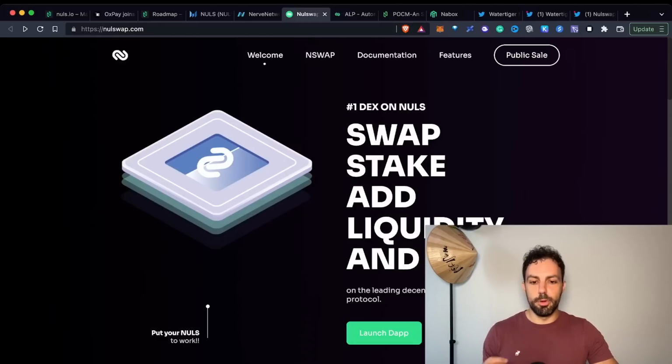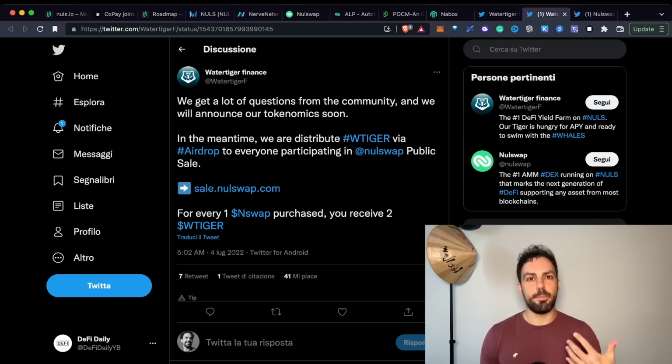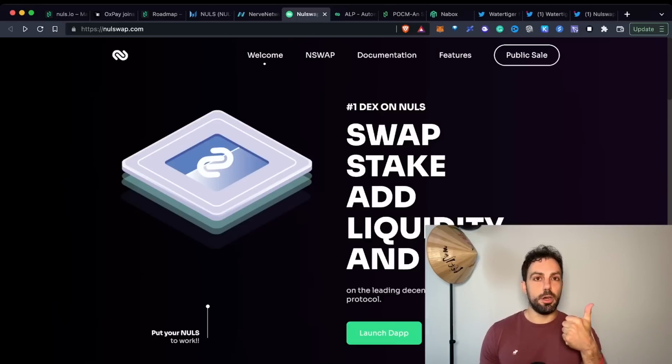That's also the reason why it's so important, for example, for Nulswap to have this partnership with Watertiger Finance. Because remember, a single governance token has a value that is quite limited if we are not talking about Uniswap, which is such a big protocol that many people want to have influence inside of it. For all the projects that are just launching right now, what is important is having a token that gives you the ability to earn some kind of yield. In this case, the yield is coming from the fees collected by the protocol. And on the other side, having different use cases. In this case, for example, you will have Nswap that gives you the ability to use it on Watertiger Finance and so on.